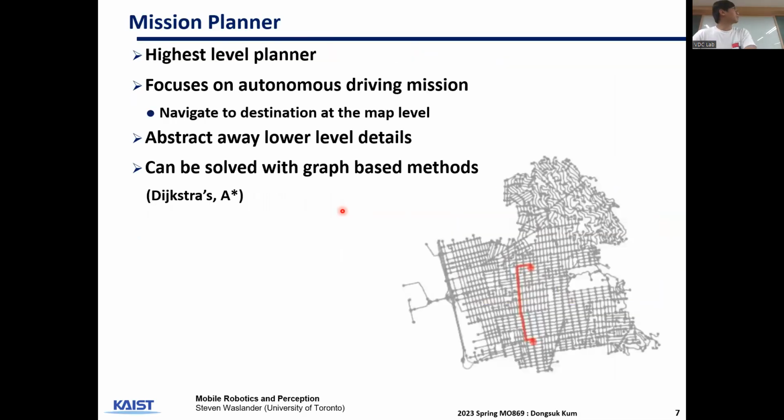The highest level planner is generally the mission planner. This mainly focuses on the autonomous driving mission, where you want to create the plan from point A to point B. Generally, this is also called the route planner. This planner generally abstracts away all the lower level details and can be solved with graph-based methods such as Dijkstra and A-star.